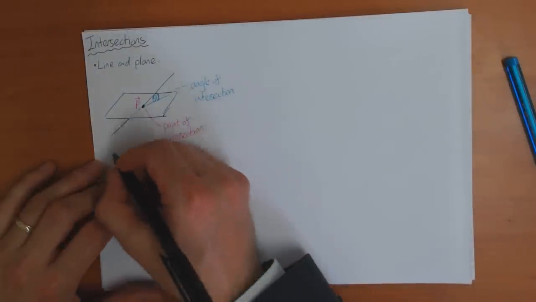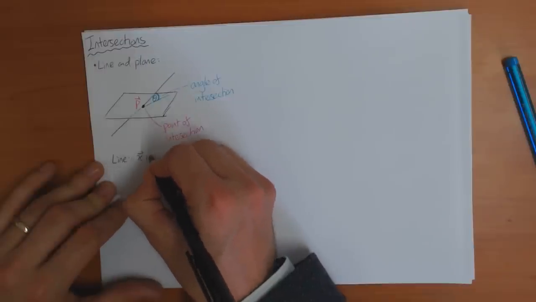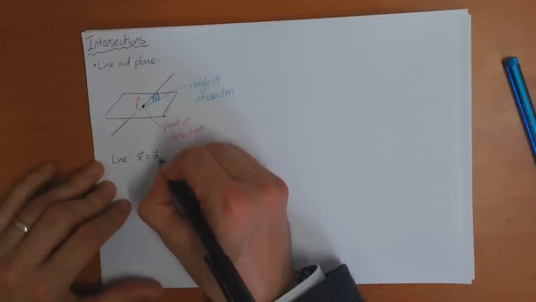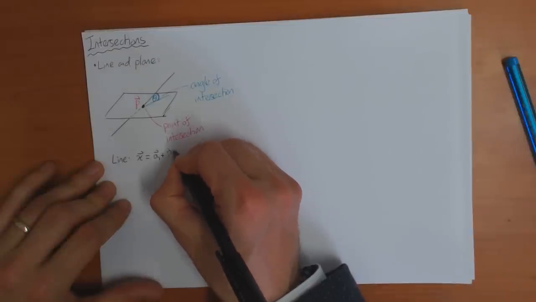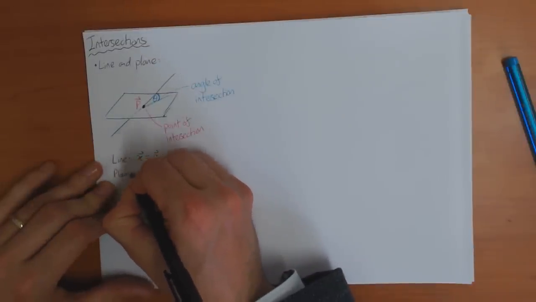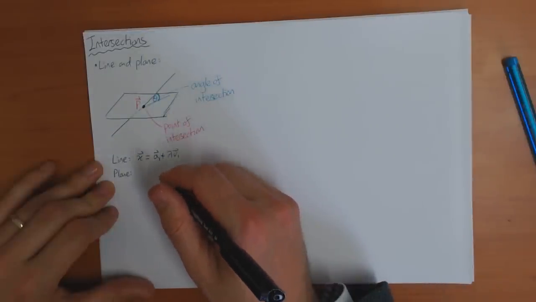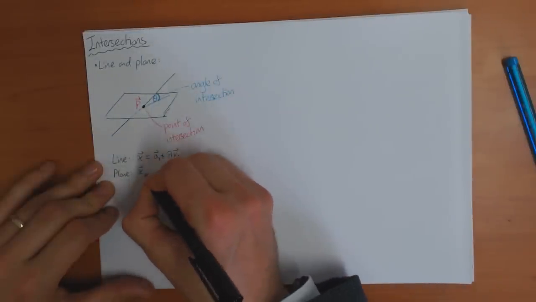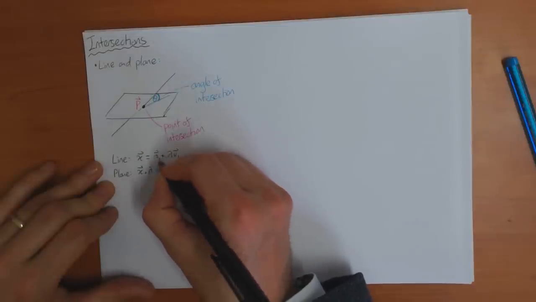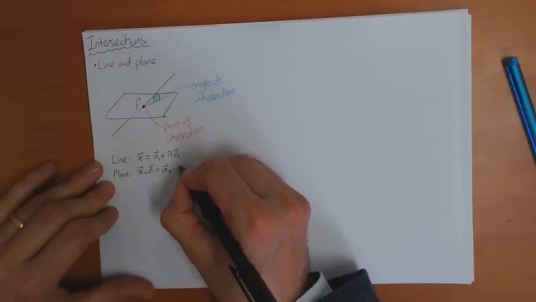You've got the equations for the lines and the planes. So the line is x equals a1 plus lambda v1, where v is a vector on the line and so on. And you've also got the equation of the plane, which can be in various forms. Let's take as an example this one, x dot n equals a2. So a1 is a point on the line, and a2 is a point on the plane, dot n.